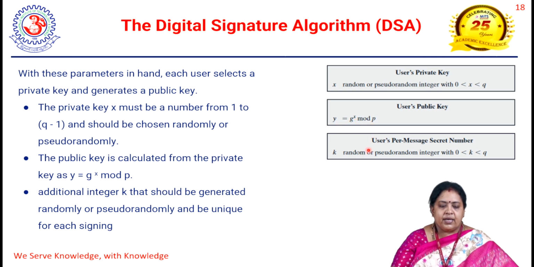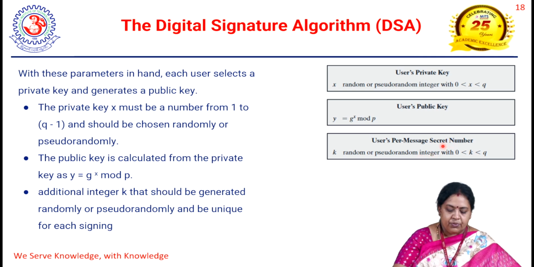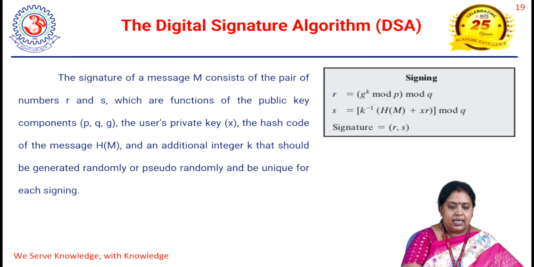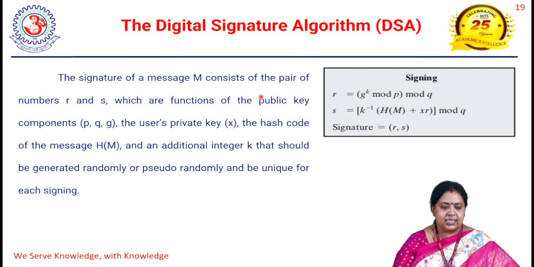Then one pseudo random integer K will be chosen, and this K should be between 0 and Q. So the sender calculates its private key, its public key, and also one pseudo random integer is chosen. Now we go for the digital signature algorithm. This is the signing process. The signature algorithm is going to generate two components. One is called R and the other we call S.